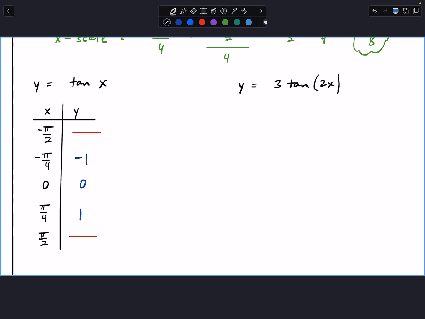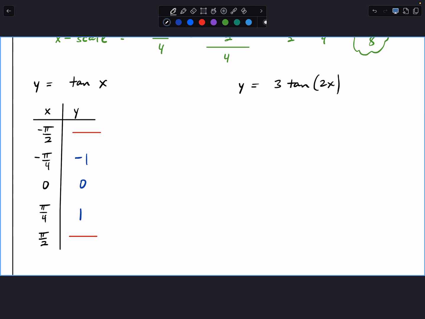The period changed, right? So what does that mean about my table, guys? Are the x's going to change or the y's going to change? I heard different answers. The x's. Because if the period changes, that means your scale is going to change, your x scale, right? So your x's are going to be different.